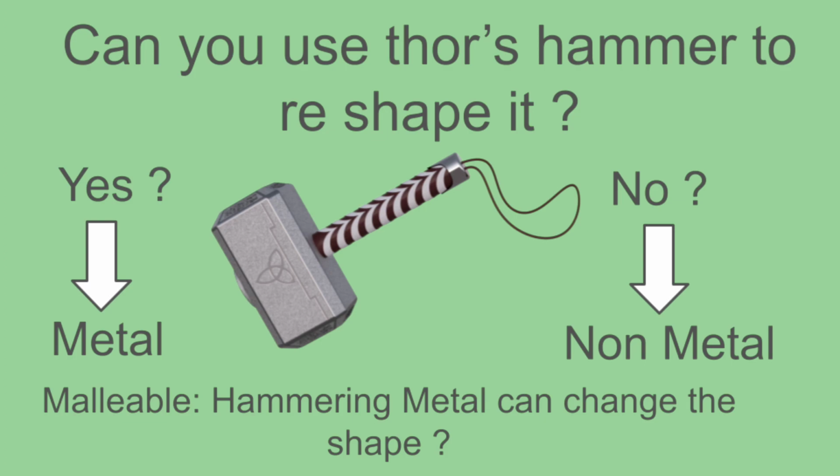If I give you a hammer and an element, if you can turn that into a sheet, that means it's a metal, and if you can't, it's a non-metal. Simplest way, that characteristic is known as malleability. You can turn them into sheets and you can forge them into different shapes very easily using a force or using a hammer.